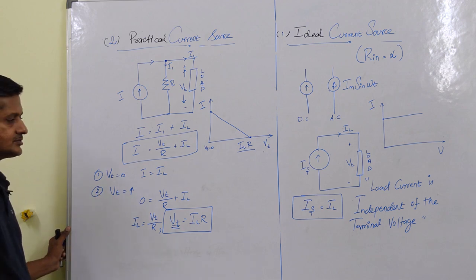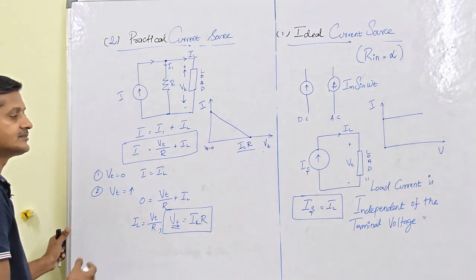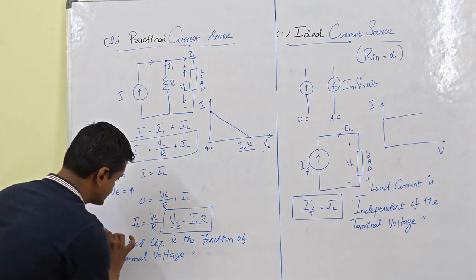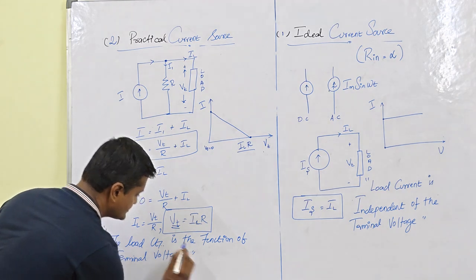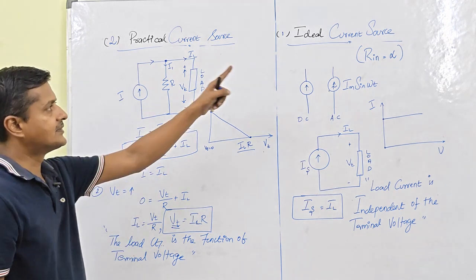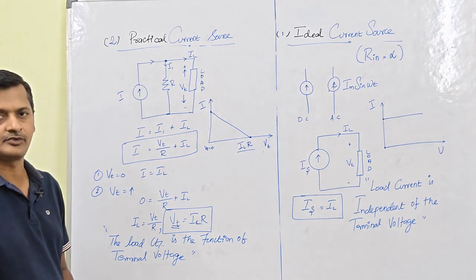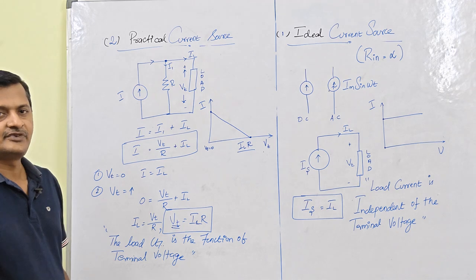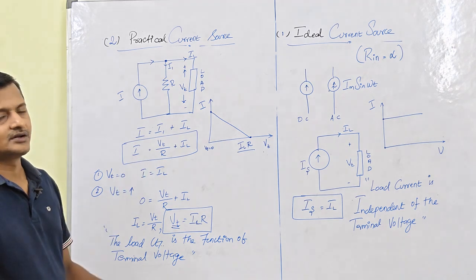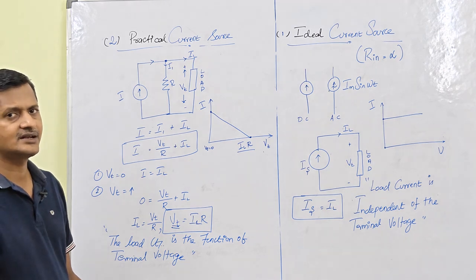From this, what we understand is that the load current is a function of terminal voltage. In a practical current source the load current is a function of the terminal voltage, but in an ideal current source the load current is independent of the terminal voltage. Understand? This is the difference between an ideal current source and a practical current source. Right? Most of the problems we consider the current source as an ideal current source.